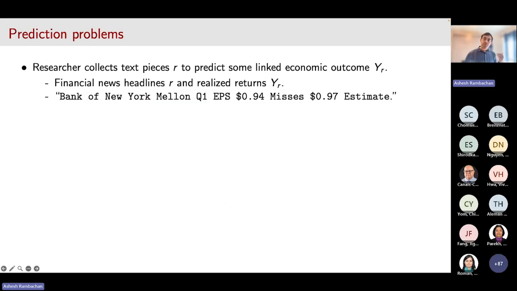So as a running example that I'm going to return to throughout the talk today, let's imagine a researcher collects some text pieces that I'm going to denote by R, and they would like to use those text pieces in order to predict some linked economic outcome that I'm going to denote by Y sub R. So as a concrete example, you can imagine these text pieces are, for example, financial news headlines, and the economic outcome is going to be the realized return of the company about which the headline refers, say over the next 1 week window after the headline was published. So as an example, this headline could be: the Bank of New York Mellon Q1 earnings per share misses its estimates on Wall Street.